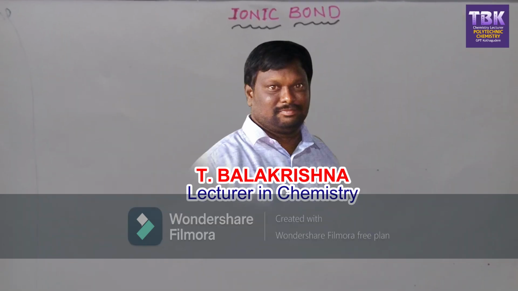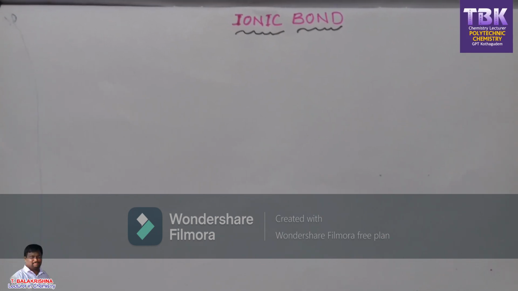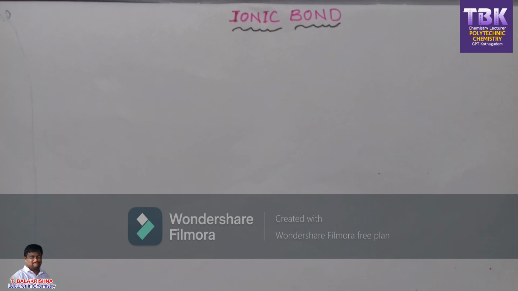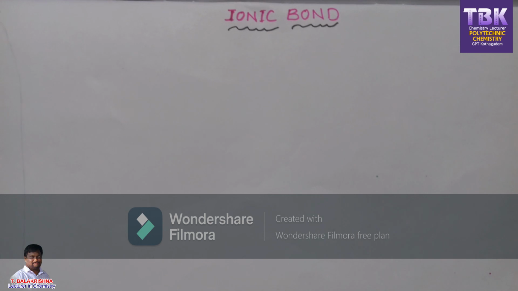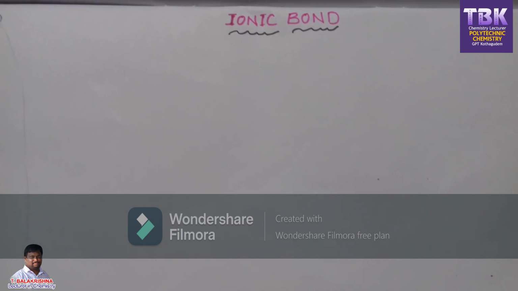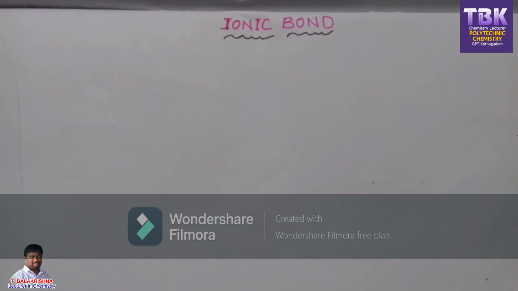Chemistry lecture, GPT Kothagudem. Today our topic is ionic bond. We already learned about the electronic theory of valency. This theory explains the process of bond formation. The outermost orbit electrons participate in bond formation. They try to attain 8 electrons in the outermost orbit by losing, gaining, or sharing electrons.